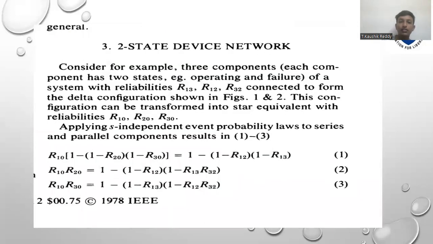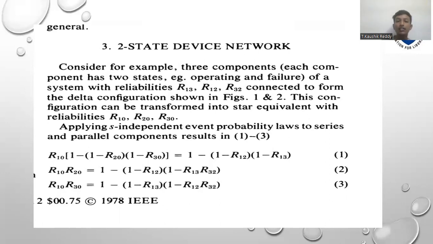So, the general two-state device network. Consider, for example, 3 components, each with 2 states, for example operating and failure of a system, with reliabilities R13, R12, R32 connected to form the delta configuration shown in figures 1 and 2. This configuration can be transformed into a star equivalent with the reliabilities R10, R20, R30.